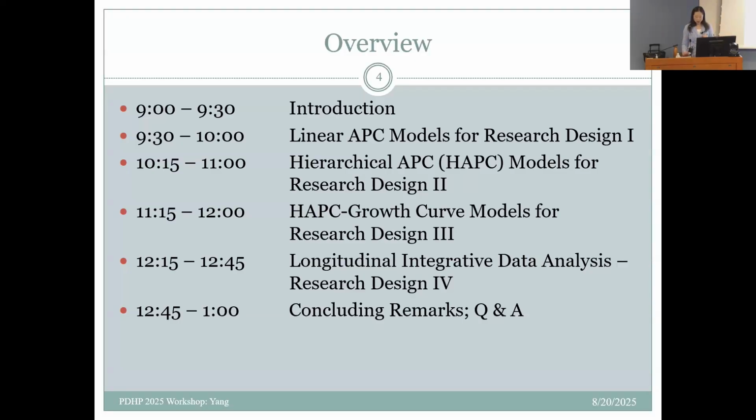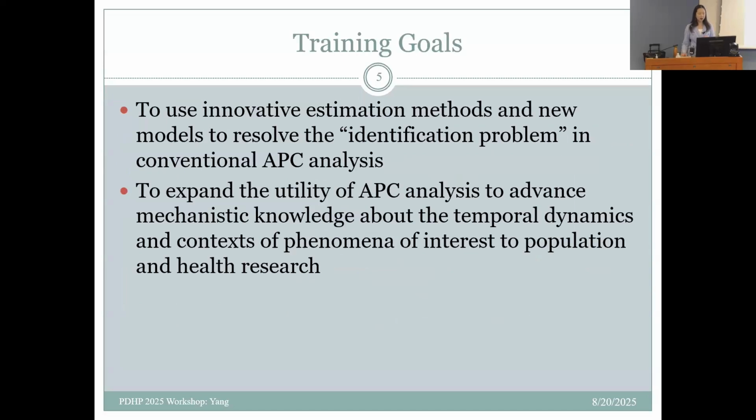All right. So let me then also just briefly talk about my goals today. I hope this workshop can enable you to do 2 things not possible before. First is to learn to use the most up-to-date innovative estimation methods and new models to conduct APC analysis. There's this stubborn problem called the identification problem in conventional APC analysis. Hopefully by the end of the workshop today, you will feel that you have a good handle on how to deal with that.